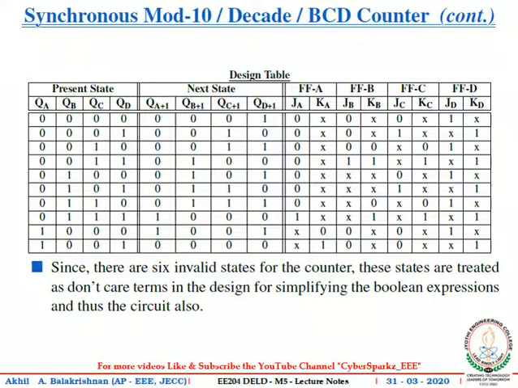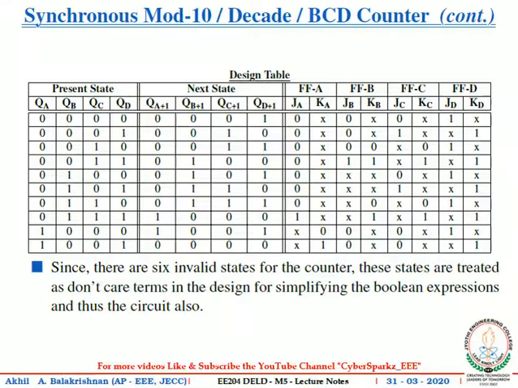Now let's complete the design table for obtaining the minimal expressions for the flip-flop inputs. The first 4 columns represent the present state, the next 4 represent the next state, and the last set of columns represents the input of each of the flip-flops. In each row you write the states starting from 0000 to 1001. Once you complete the present state columns, you complete the next state columns. If the present state is 0000, the next state will be 0001. Likewise, if the present state is 1001, the next state will be 0000.